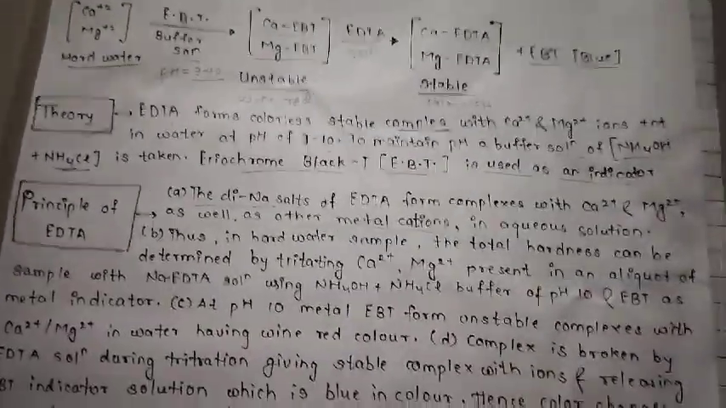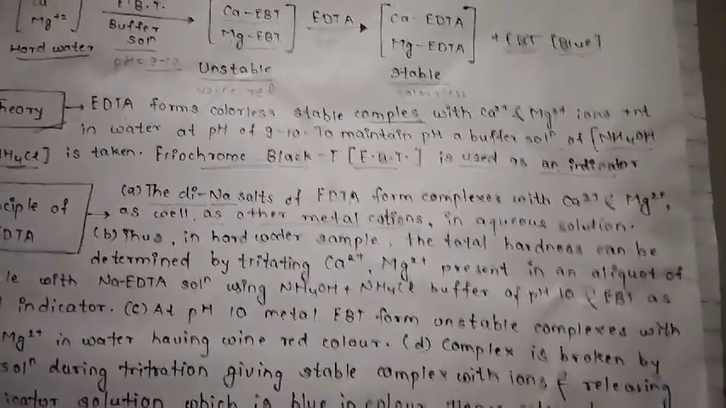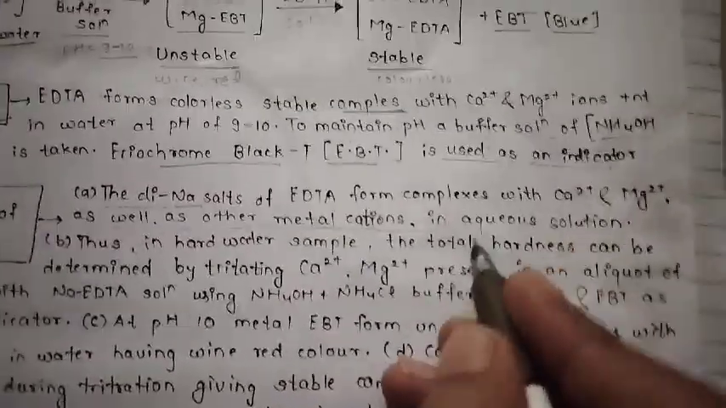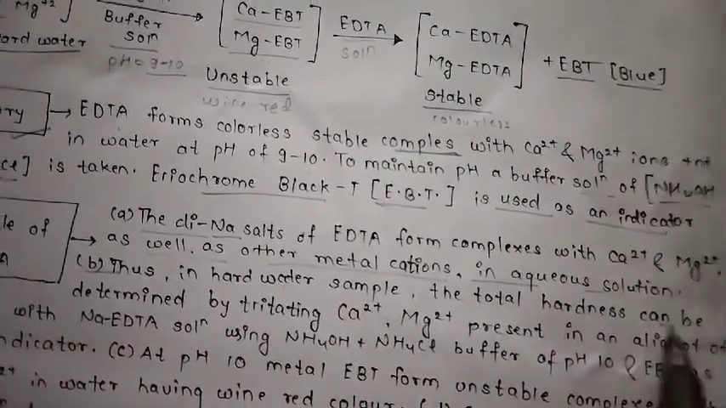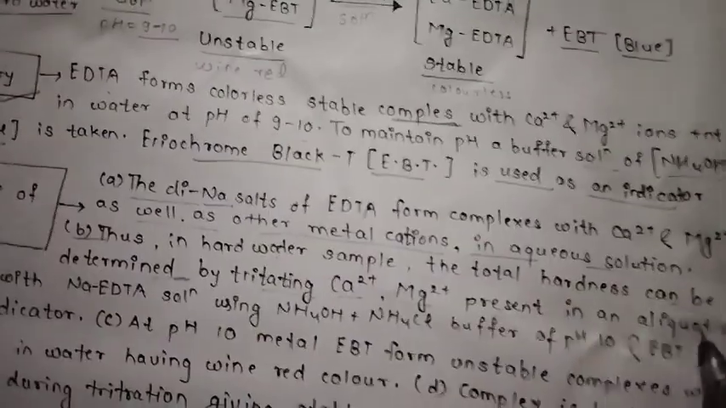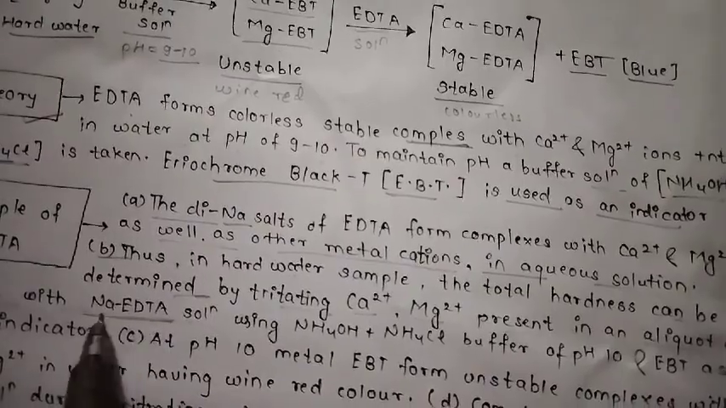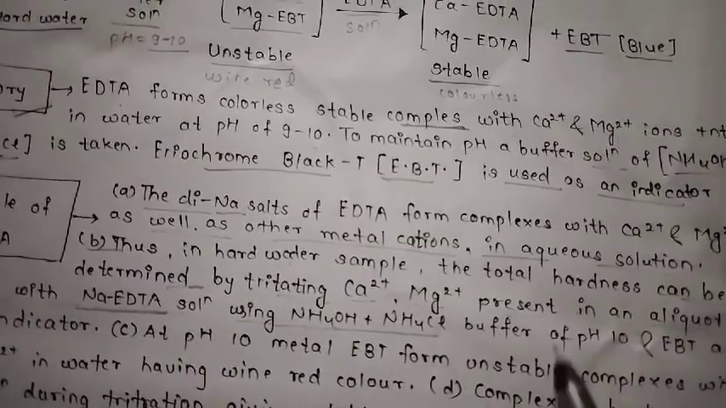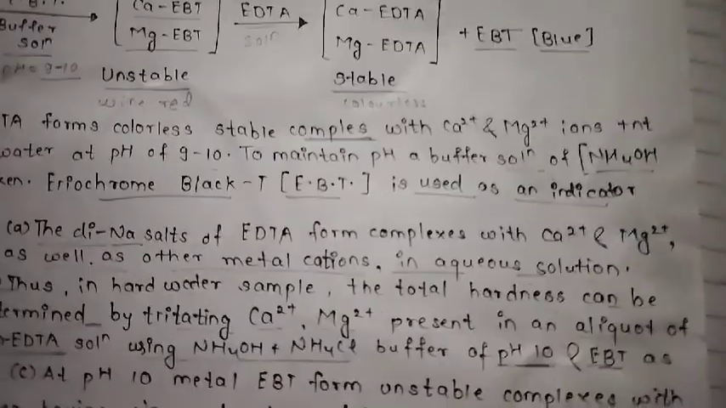So guys, which are the other metal cations? The other metal cations are iron, silver and other heavy metals, but it is not there in our subject. So in aqueous solution, thus in hard water sample, the total hardness can be determined by titrating Ca2+ and Mg2+ present in an aliquot of sample with sodium EDTA solution. Guys, it's sodium EDTA, using this buffer, that is NH4OH plus NH4Cl, which has a pH of 10, or you can say a range from 9 to 10. EBT as metal indicator.